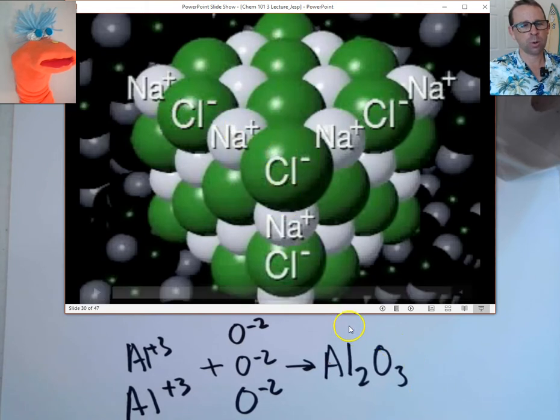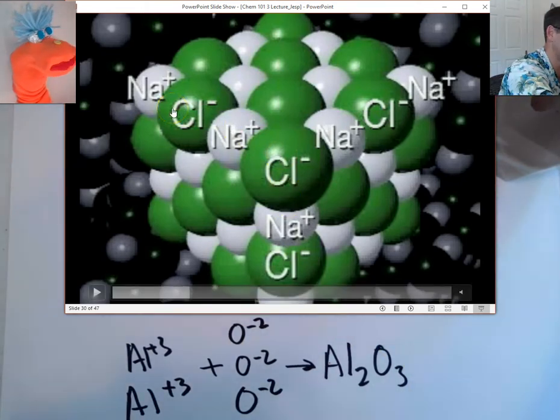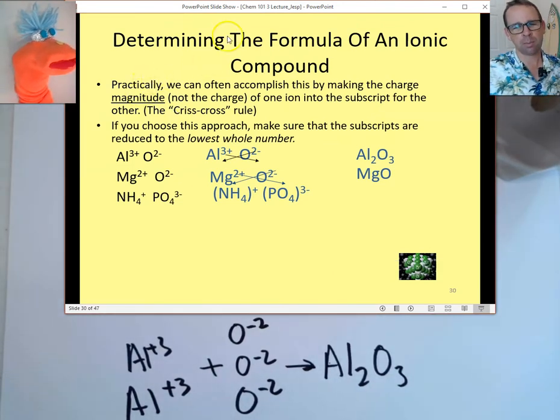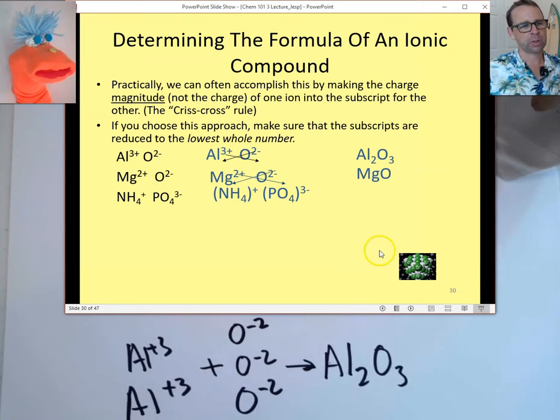So we always report it in the simplest whole number ratio because these ionic compounds come together in these three-dimensional lattices. You have to start remembering that phrase, three-dimensional lattice, and always thinking about ionic compounds in that way.